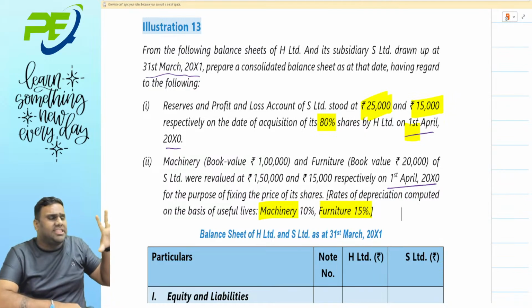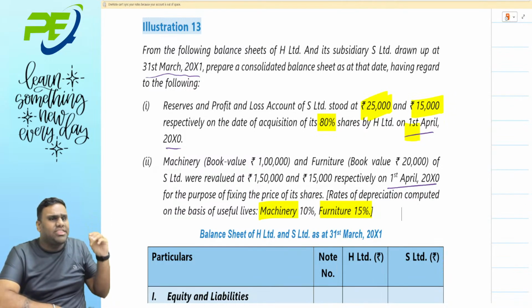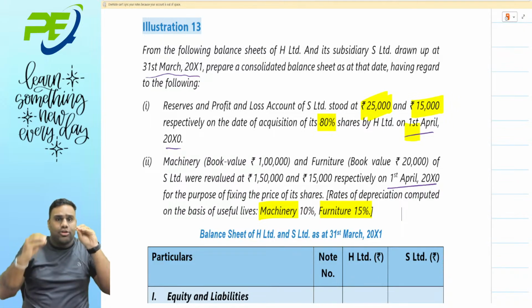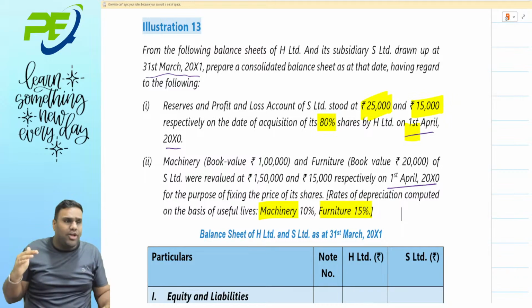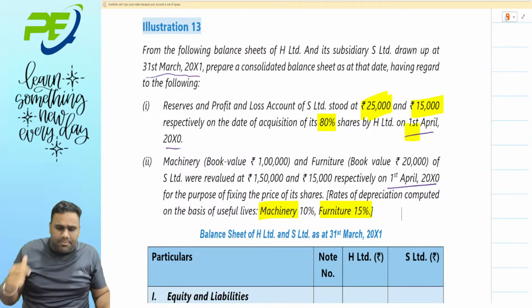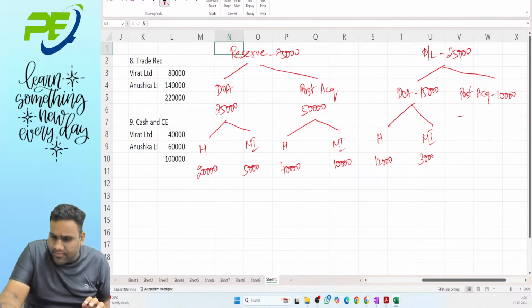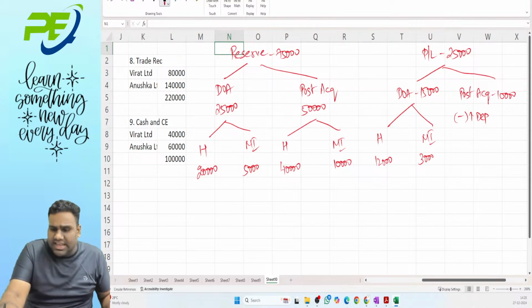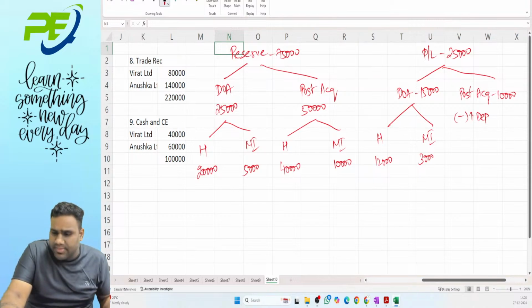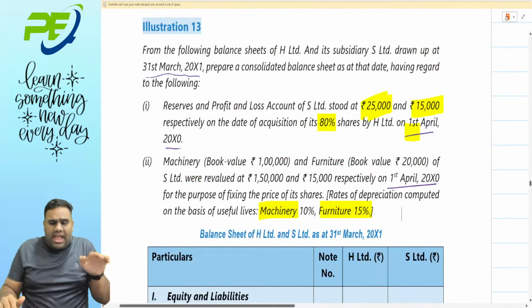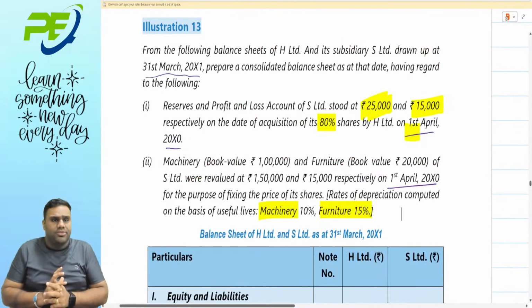So the value of the asset is increasing. What will happen to depreciation? Increase. So by 50,000, the asset value has increased, and on that 10% depreciation, 5,000. So there is an increase in depreciation. This is for machinery. This is for depreciation. How much? 5,000.